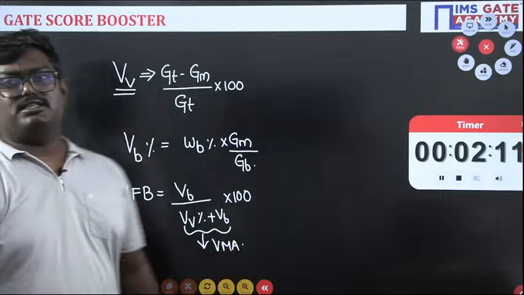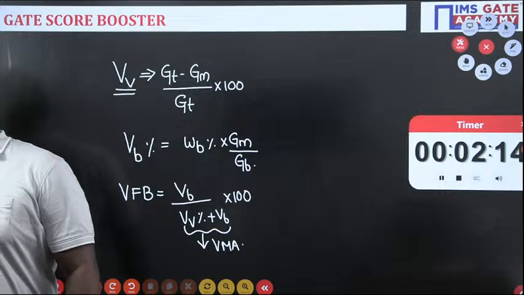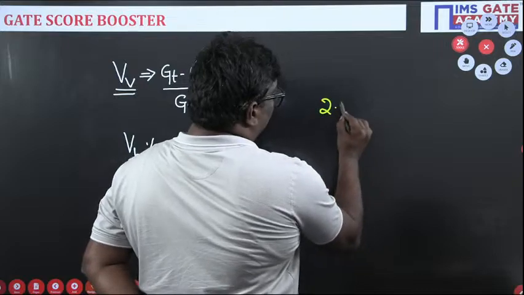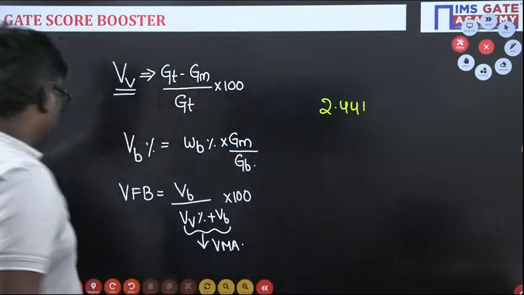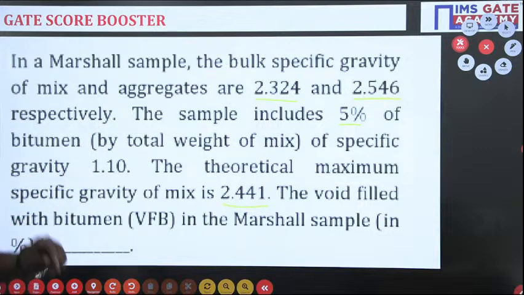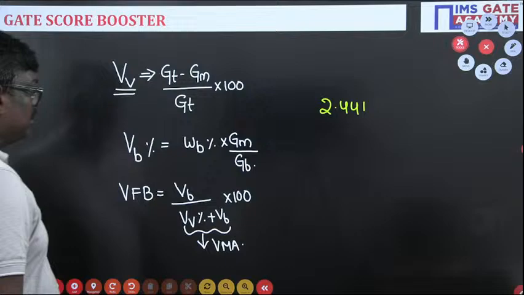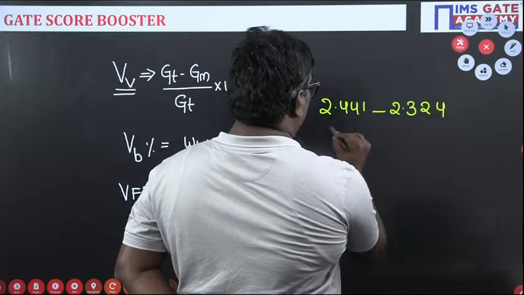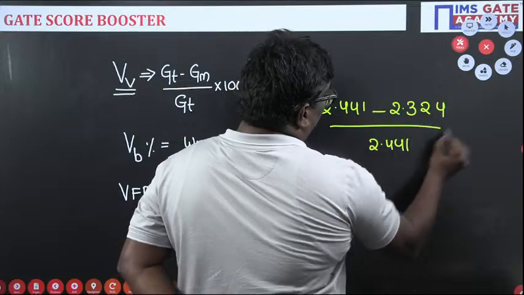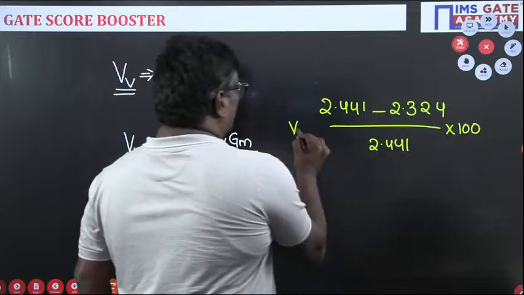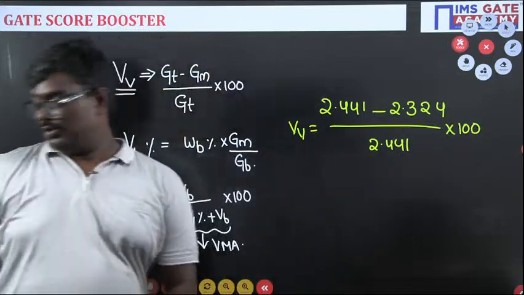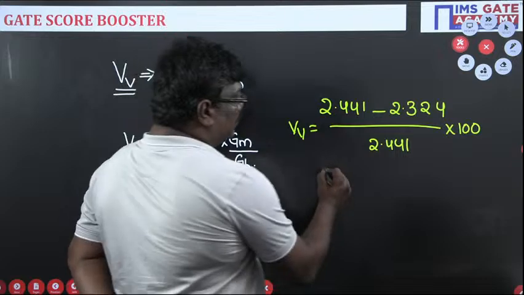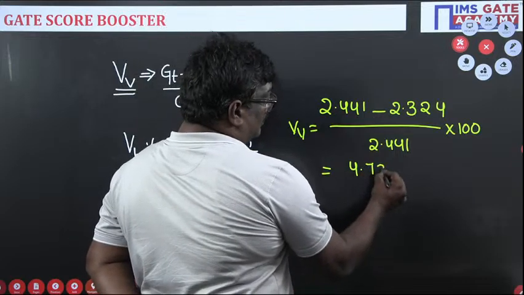Okay. Here see students, theoretical specific gravity. What is the theoretical specific gravity they have given? 2.441. See, the theoretical specific gravity is given as 2.441 and the mass specific gravity of the mix is given as 2.324. So 2.324 divided by GT, how much, sir? 2.441 into 100. This will be equal to VV percentile. So my dear students, what is the value of VV, sir? It will be equal to 4.79 percentile.